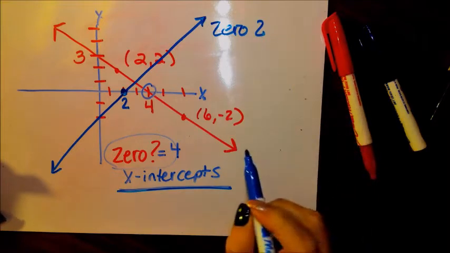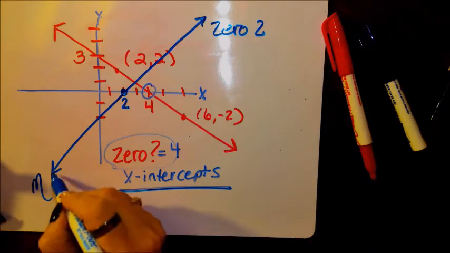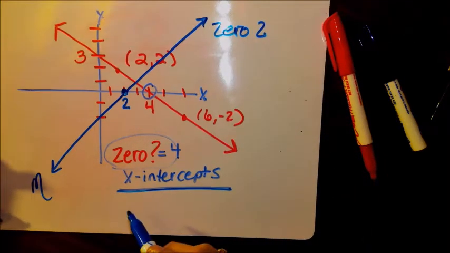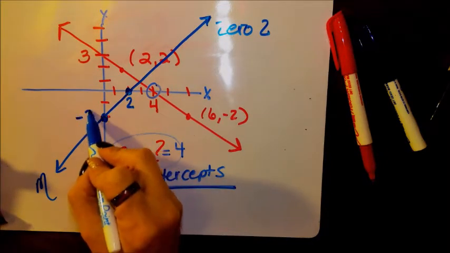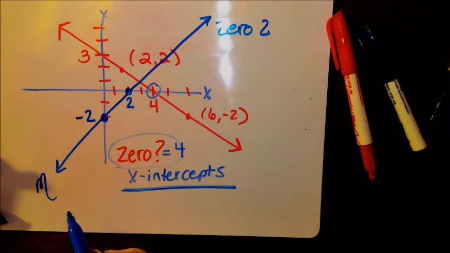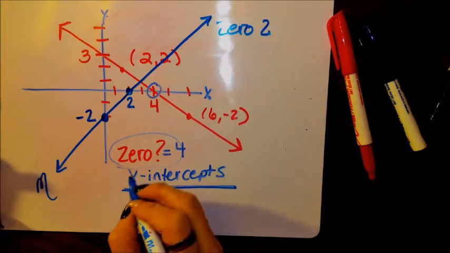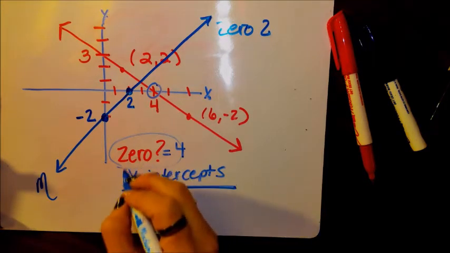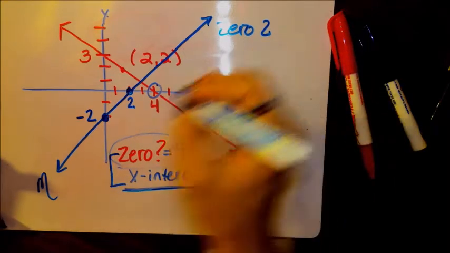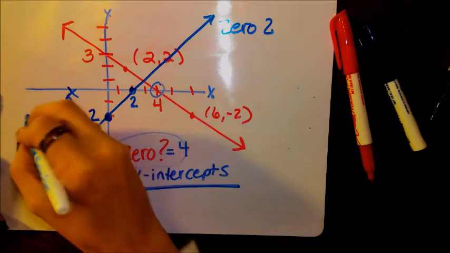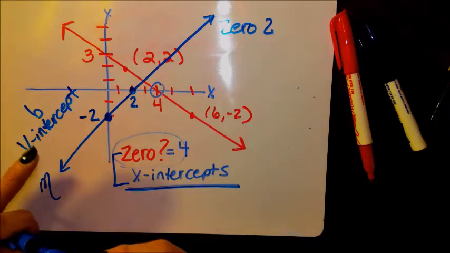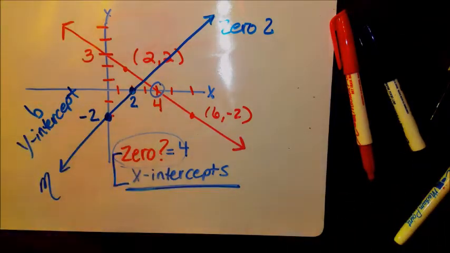Now, what is the y-intercept? I'll call this line M. What is the y-intercept? Y is where it crosses the y-axis. The y-intercept would be -2. So pay attention. X-intercepts and zeros go together. They're the same thing. And then the y-intercept and b are the same thing. So pay attention to that terminology a little bit. Zeros are the x-intercepts.